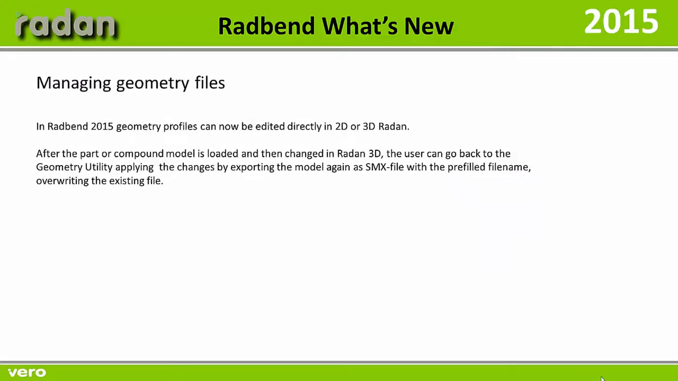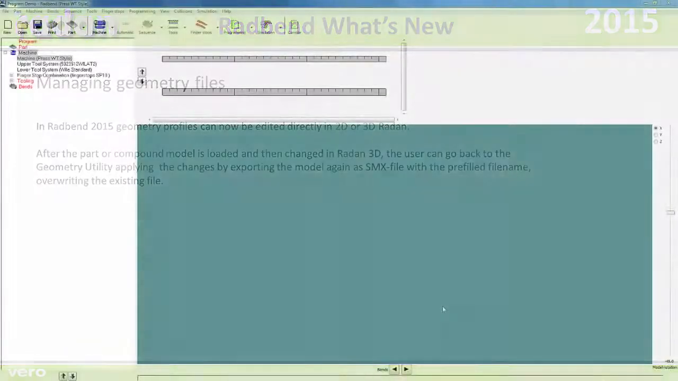Managing geometry files. In Radbend 2015, it is now possible to directly edit the geometry files that describe the press brake in either Radbend 2D or 3D. After these compound models have been loaded and then edited in Radbend 3D, the user can go back using the geometry utility and apply these changes by exporting the model as an SMX file and overwriting the existing file.